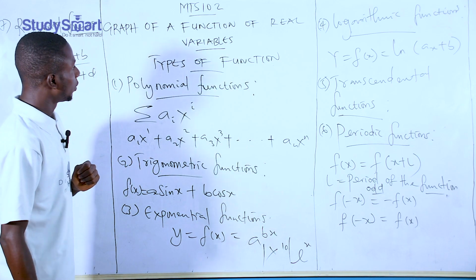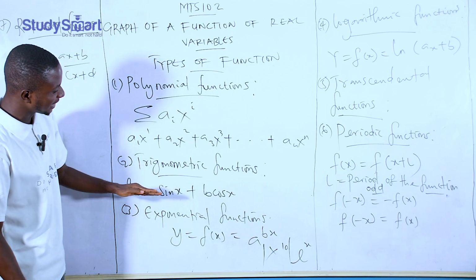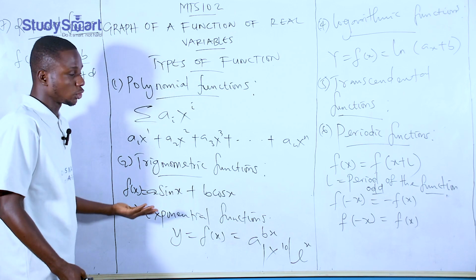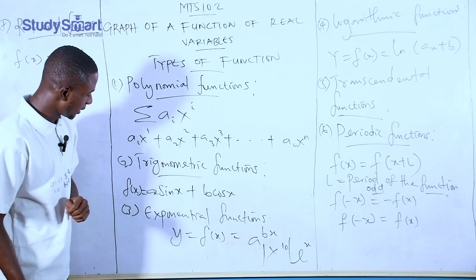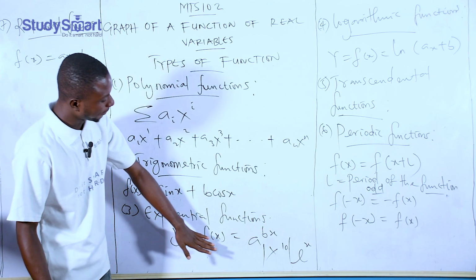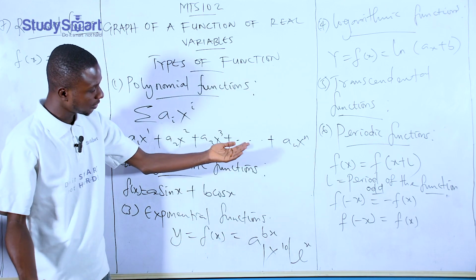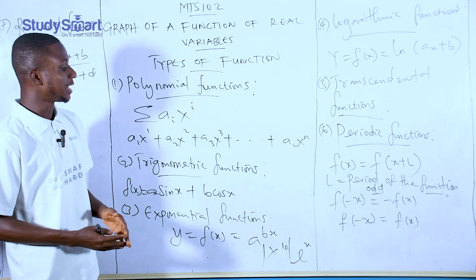We went further to look at trigonometric functions. We said trigonometric functions are functions that can be written in the form of f of x equals a sin x plus b cos x. They have trig symbols in them. Now, exponential functions are functions that can be written in the form of f of x equals a to the power of bx. You can have x to the power of 10, you can have exponential to the power of x. Those are all examples of exponential functions.